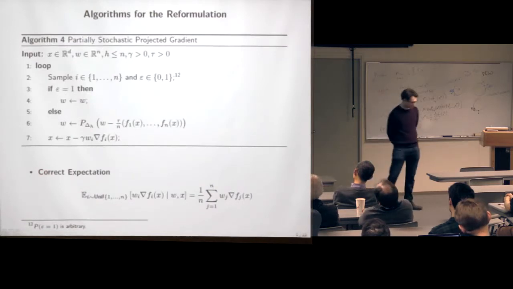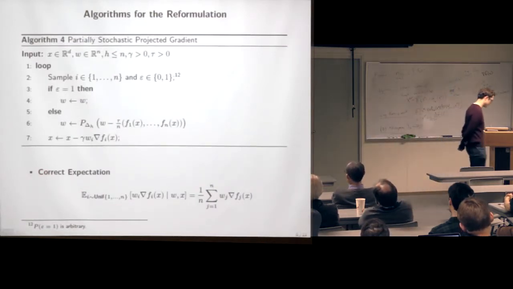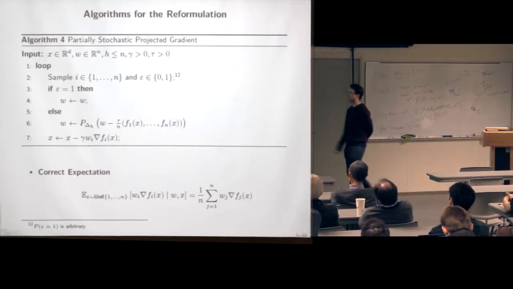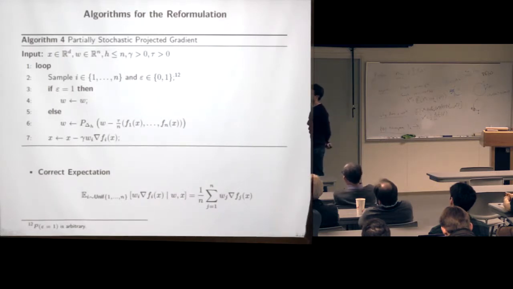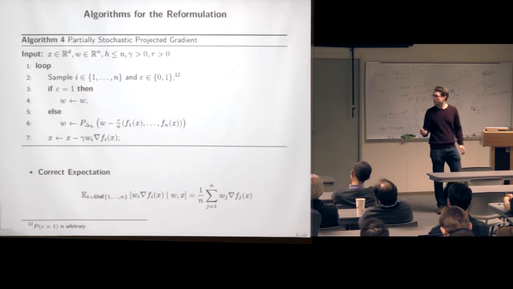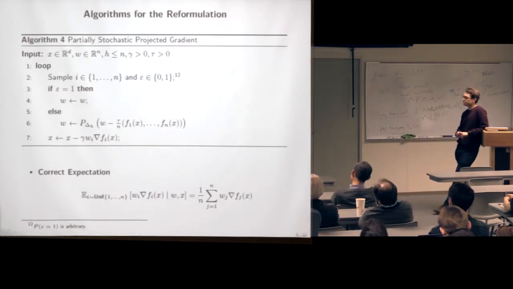So what we could do instead is this thing called the partially stochastic proximal gradient method, or projected gradient method. You set up a schedule for yourself, which I'll denote by epsilon, and what it says is that you flip a coin. If it's heads, you decide that you're going to leave W the same. If it's tails, you're going to update W with this projected gradient step.